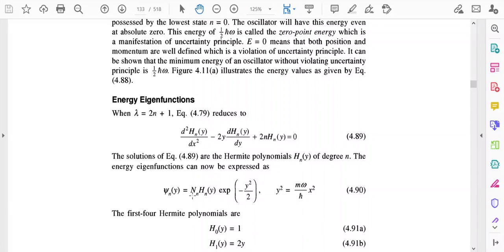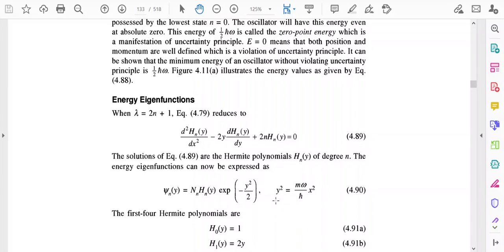Here N is an extra constant that we have assumed, but the exact solution was the multiplication between a Hermite function and one exponential term, that is e to the power minus y square by 2. We have already discussed the exact solution of the Schrodinger equation of the quantum harmonic oscillator. So that is written here, nothing more than that, just one extra constant N, and here y square is equal to m omega by h cut x square. It was already discussed in the earlier lecture.